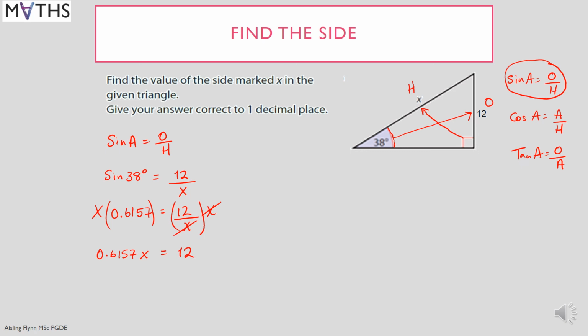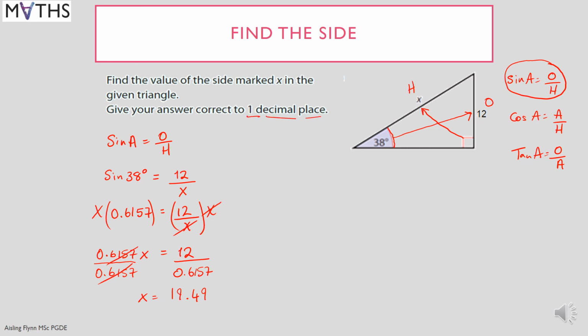To solve for x, we're going to divide by whatever is multiplied by it, 0.6157, and the same on the right hand side, because 0.6157 divided by itself is 1, and we get x equals the answer to this division. So we'll divide 12 by 0.6157, and I get an answer that is 19.49. Finally, look back to the question.